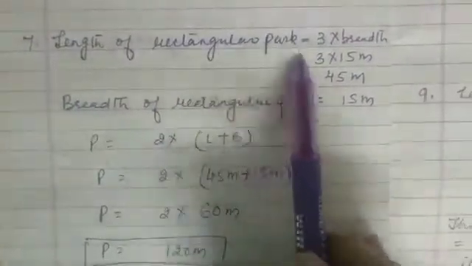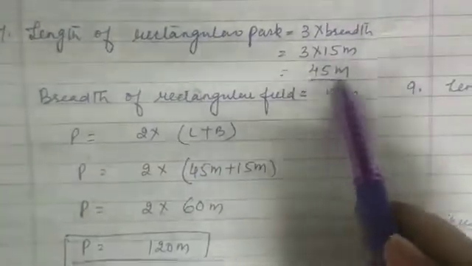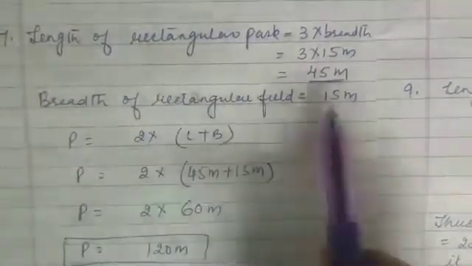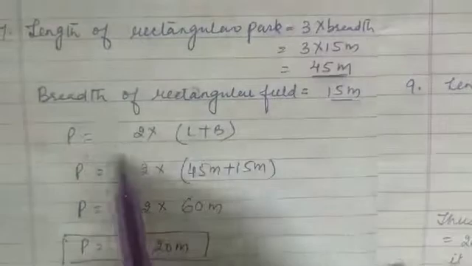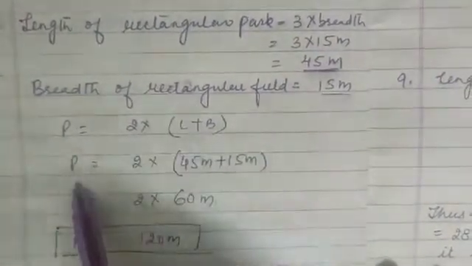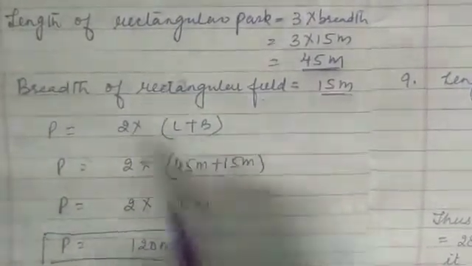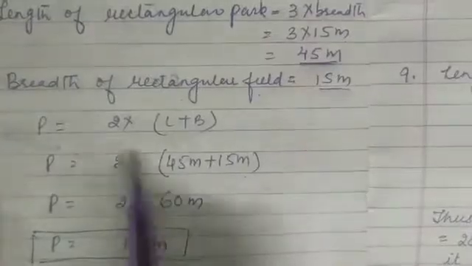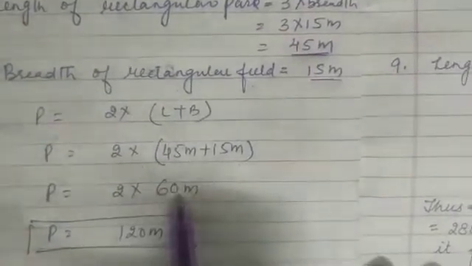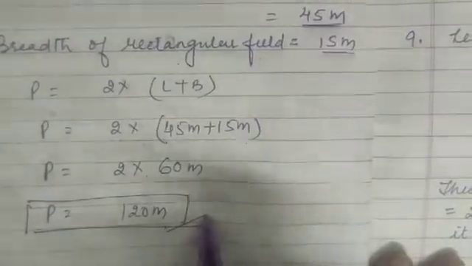Length of a rectangular park is 3 multiplied by breadth. 3 multiplied by 15, 45 meter. Breadth of rectangular field 15 they have given. So apply the formula: perimeter is equal to 2 multiplied by length plus breadth. Perimeter is 2 multiply 45 plus 15, 60 meter. So perimeter is 120 meter.